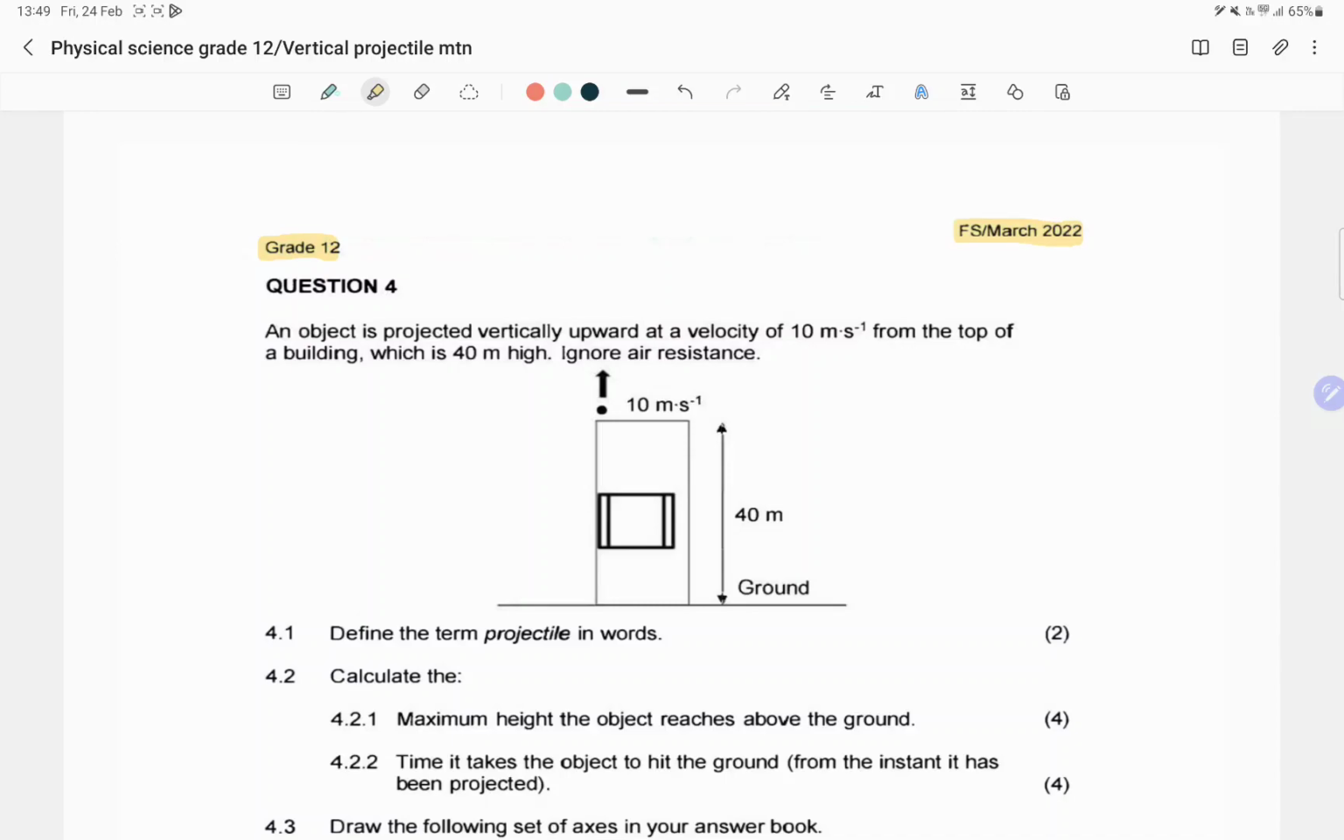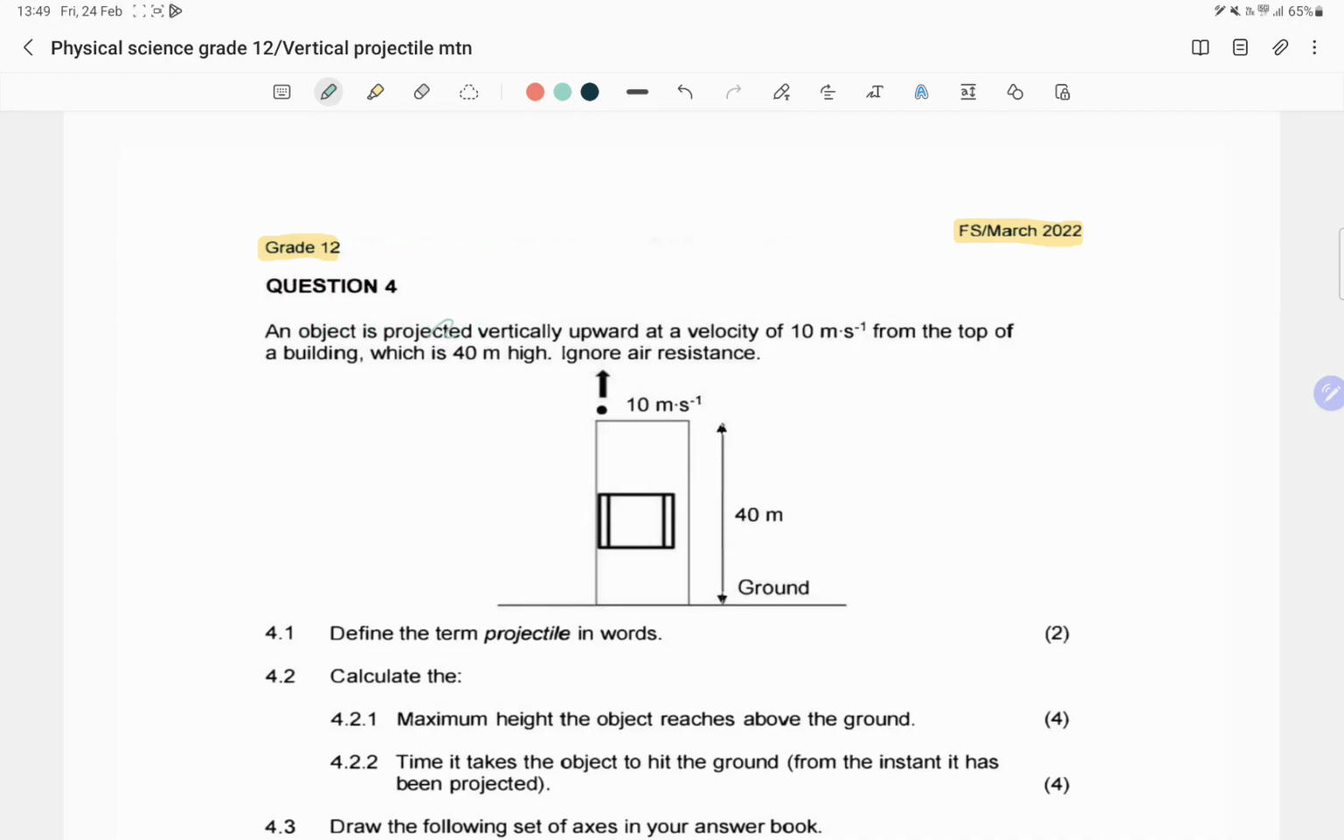I took this one from the Free State term 1 exam that was written last year. So let's have a look and see. You are definitely getting a question on vertical projectile motion at the end of this term, so we may as well just put it into practice.